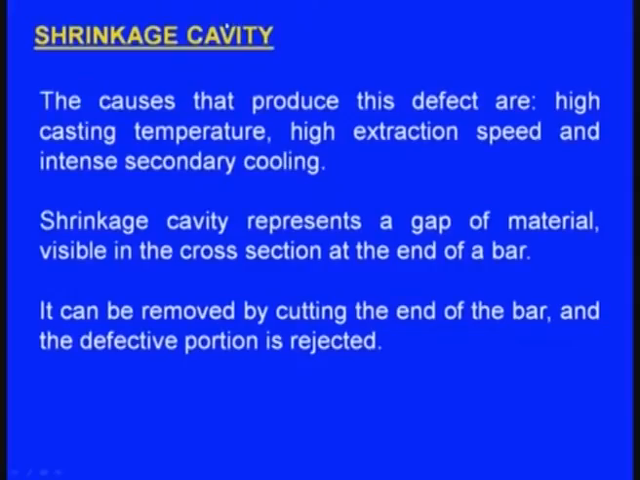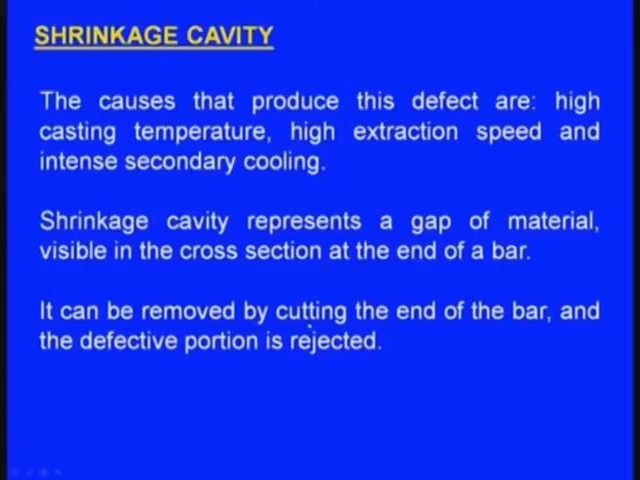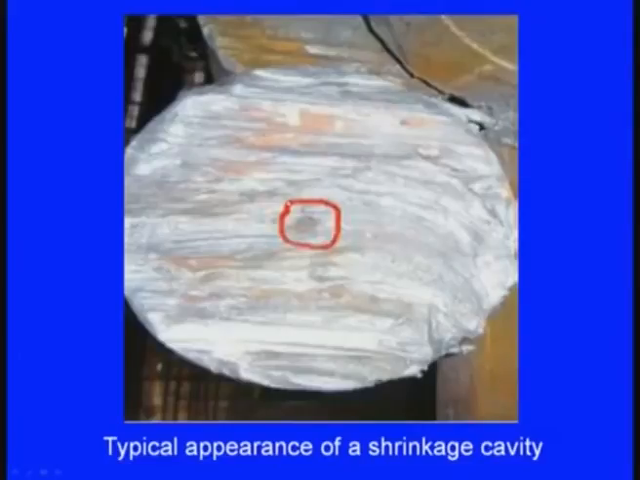Next one, shrinkage cavity. The causes that produce this defect are high casting temperature, high extraction speed, and high intense secondary cooling. Shrinkage cavity represents a gap of material visible in the cross section at the end of a bar. Shrinkage cavity can be removed by cutting the end of the bar and the defective portion is rejected. This is the typical appearance of a shrinkage cavity.